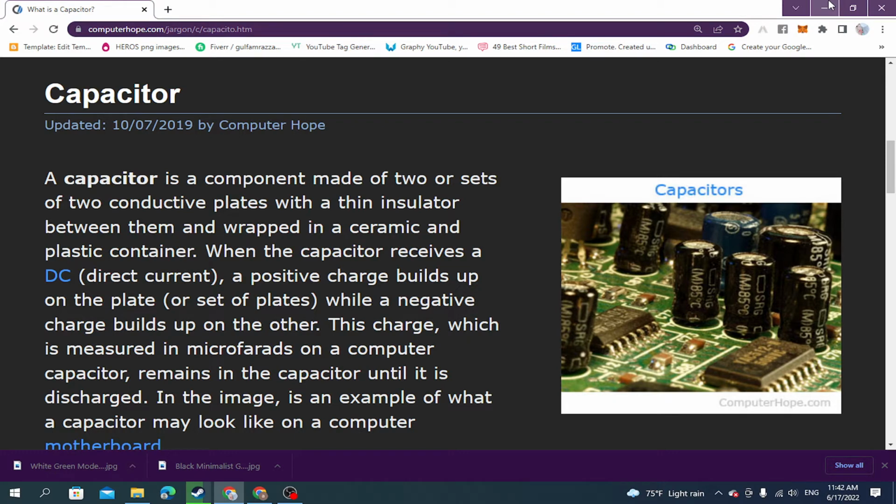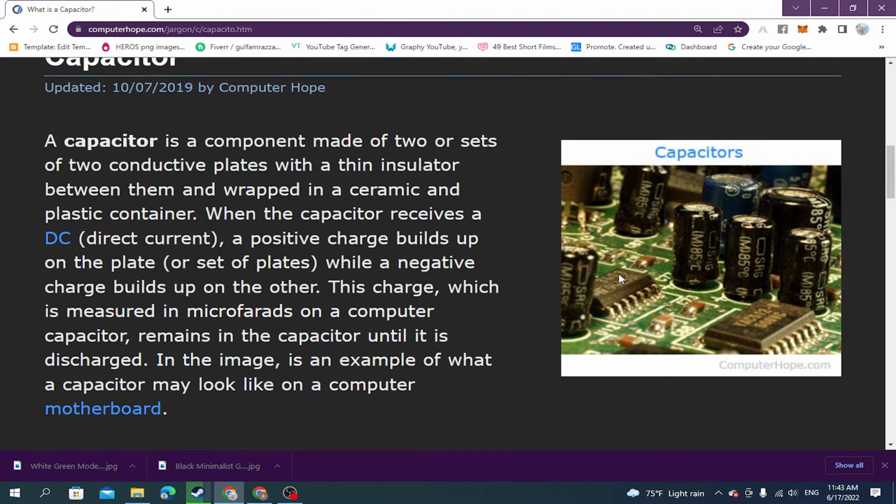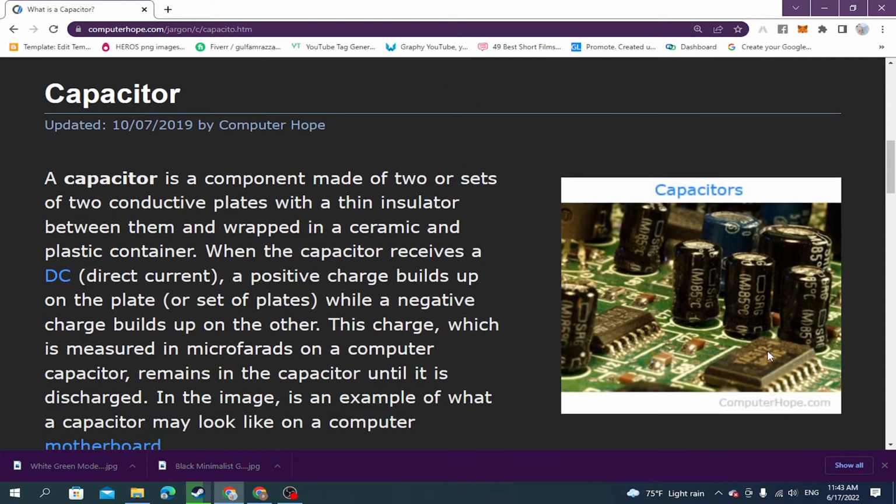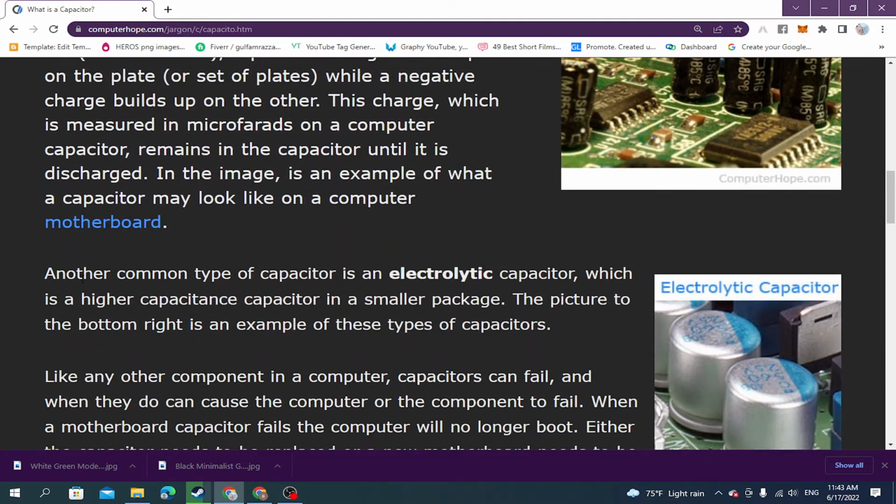on a computer capacitor, remains in the capacitor until it is discharged. In the image is an example of what a capacitor may look like on a computer motherboard. Another common type of capacitor is an electrolytic capacitor, which is a higher capacitance capacitor in a smaller package. The picture to the bottom right is an example of these types of capacitors.